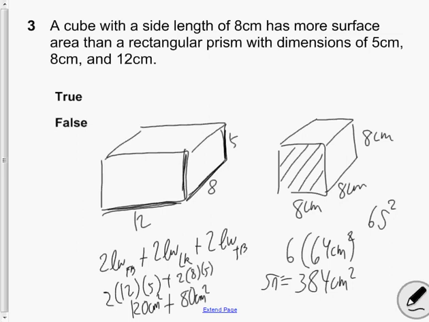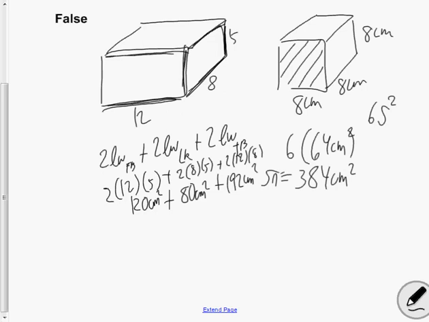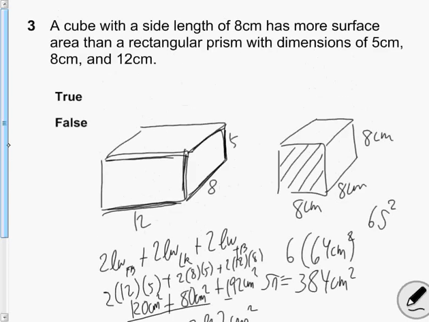And finally, the top and bottom, this is 8 and this is 12. Those are 96 each, so that's 2 that are 12 by 8, which are 2 96s, which is 192. When you add that all together, you get 392 centimeters squared. So therefore, your rectangular prism has more surface area, which makes this a false statement.